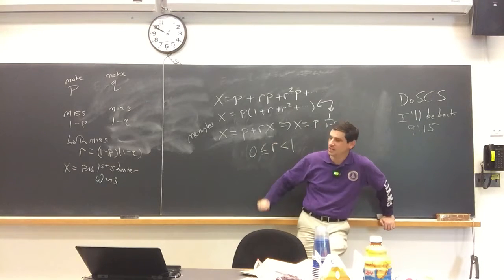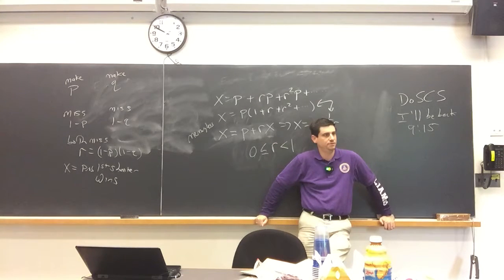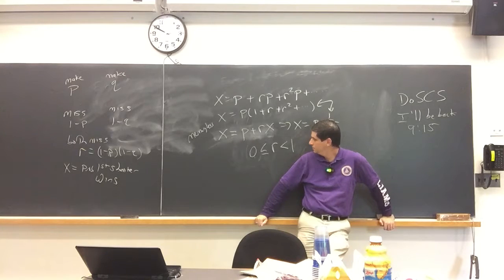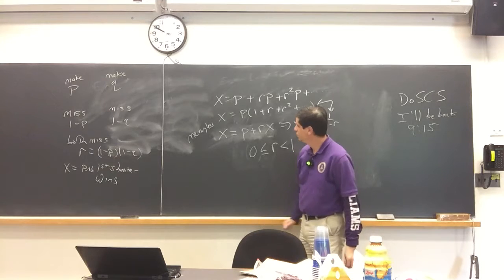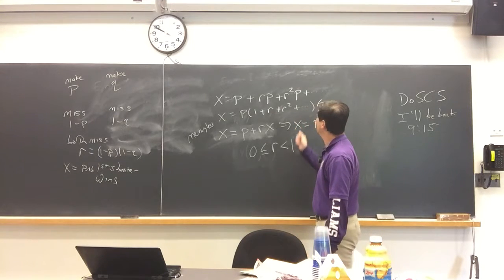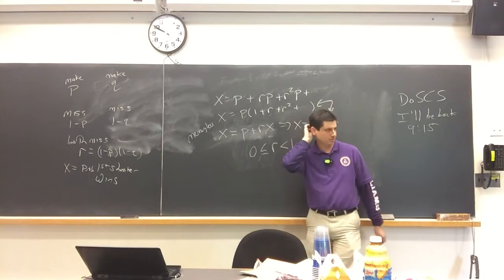How could we extend this argument to negative values of R? Shouldn't it just be greater than 0? It's not greater than 0. Sure, but what I will say is that I can actually handle the case R equals 0.